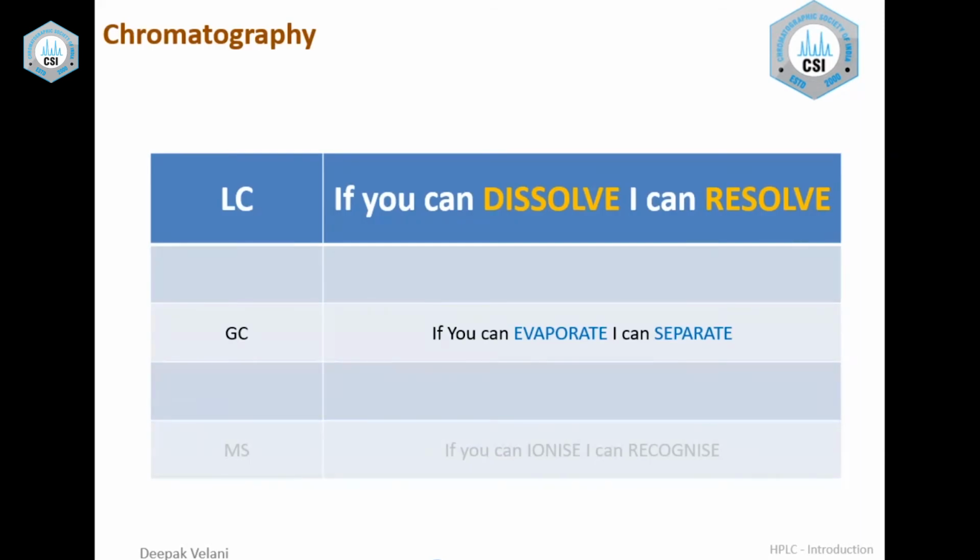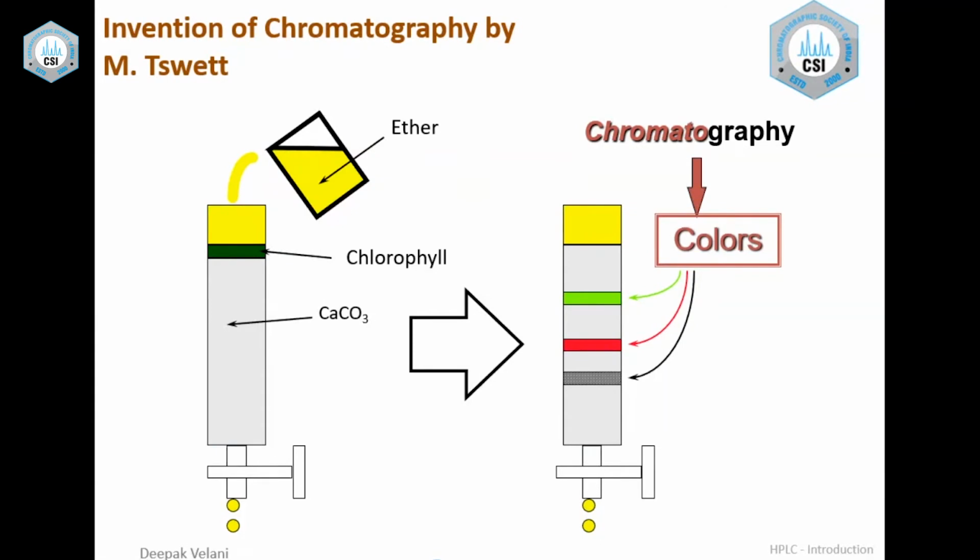What I would like to say, in a simple sentence, is that LC is nothing but: if you can dissolve, I can resolve. That's the definition of LC. GC is: if you can evaporate, I can separate. And mass spectrometry, though it's a detector, says: if you can ionize, I can recognize. So this is the single-line definition. Please remember, if you can dissolve, you can do the HPLC. If you cannot dissolve, you cannot do the HPLC. This is what Dr.